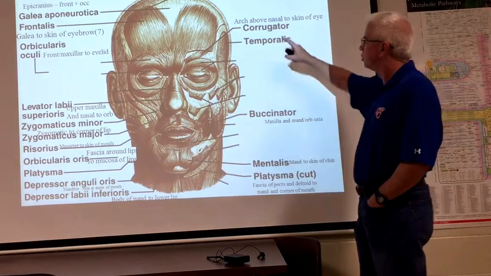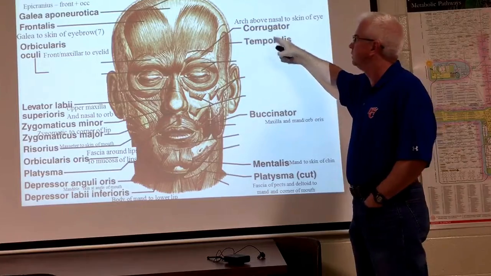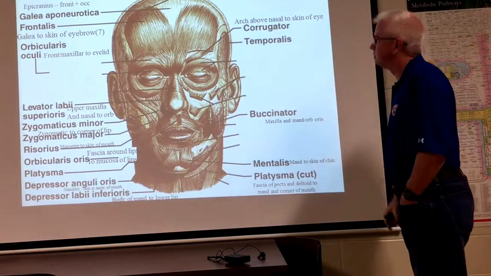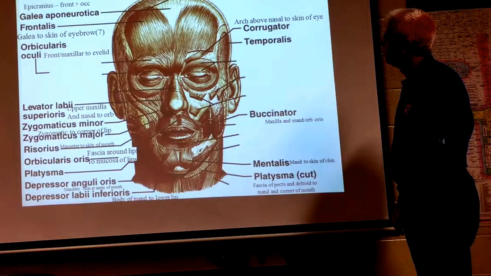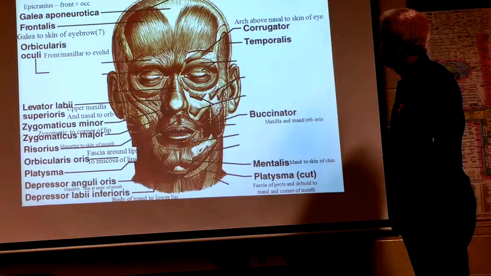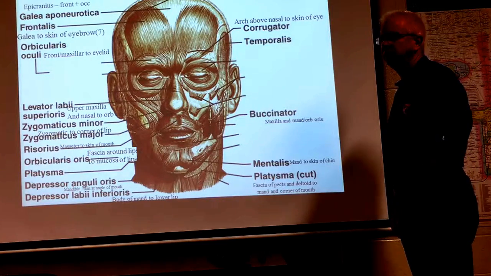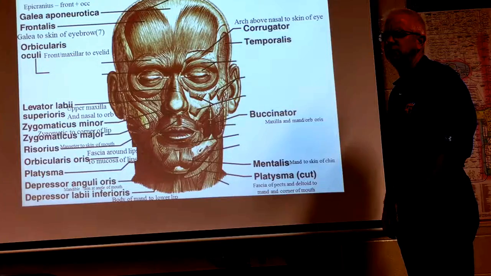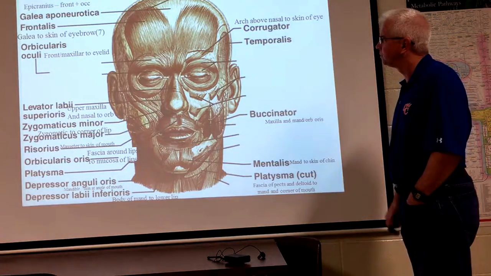All right, then the corrugator is the concern muscle. It's attached to the arch above the nasal bone and the skin of the eye, the corrugator. Sometimes it's called the corrugator supercilii. You know, it's concern, the corrugator.